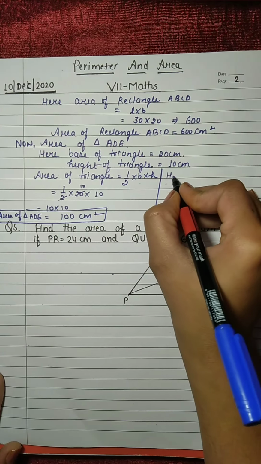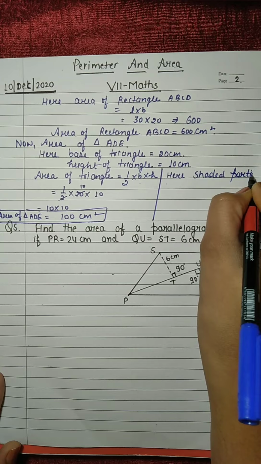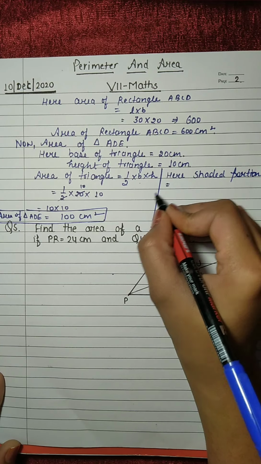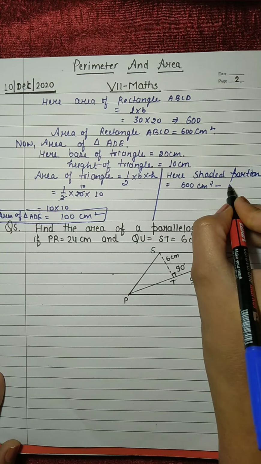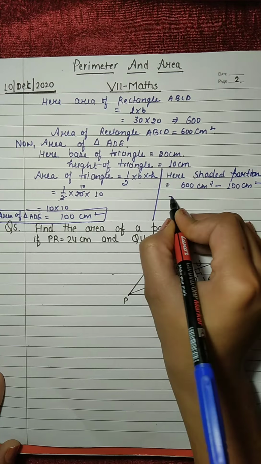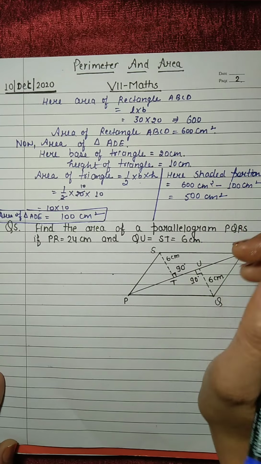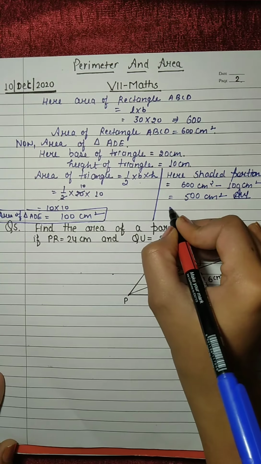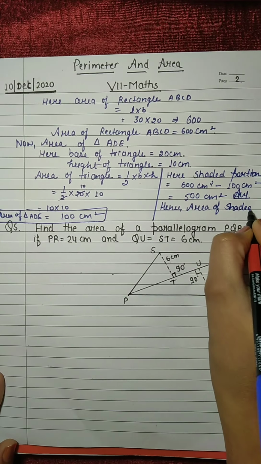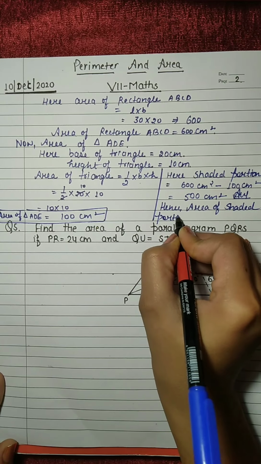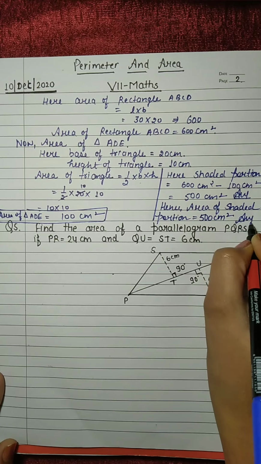So students, here shaded portion, that will be total area, that is 600 centimeter square, and students, triangle area is here 100 centimeter square, so that means that will be 500 centimeter square. Okay student, that is the area of shaded portion. Is that clear? So that is your answer. Hence the area of the shaded portion will be 500 centimeter square. Okay, so that is your answer.